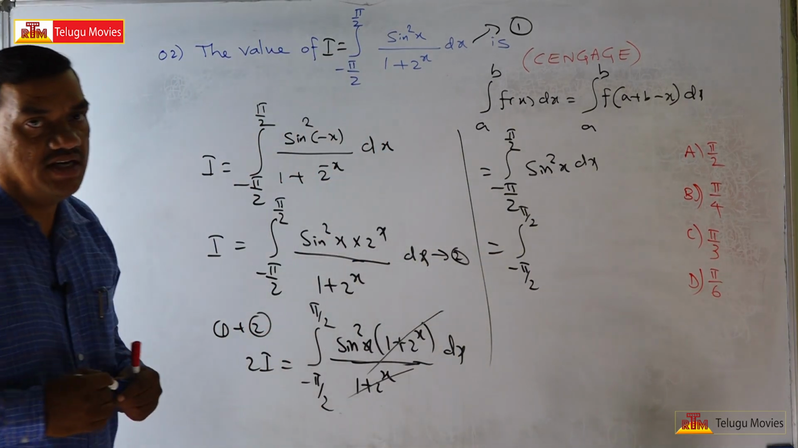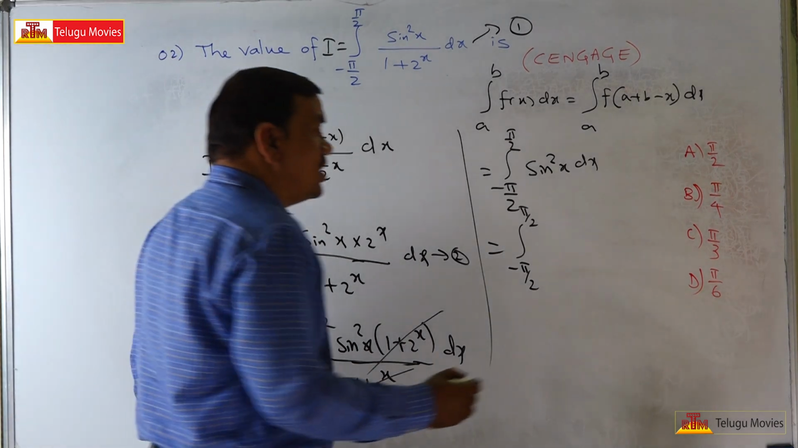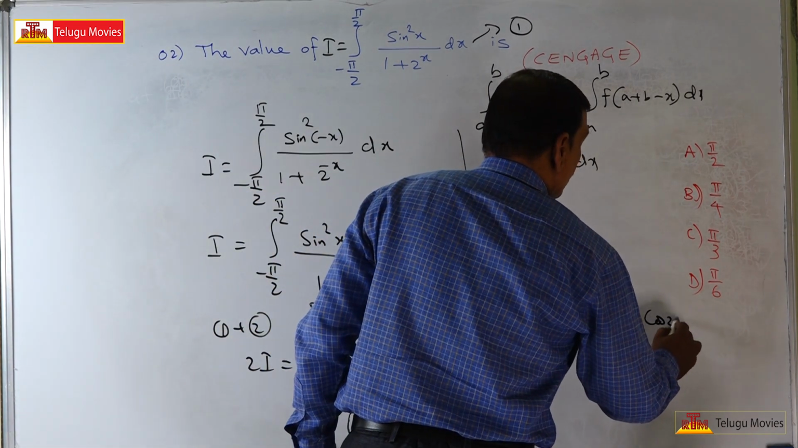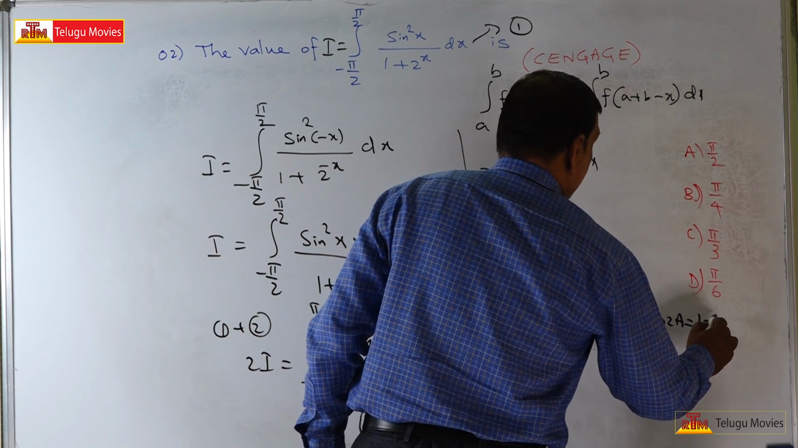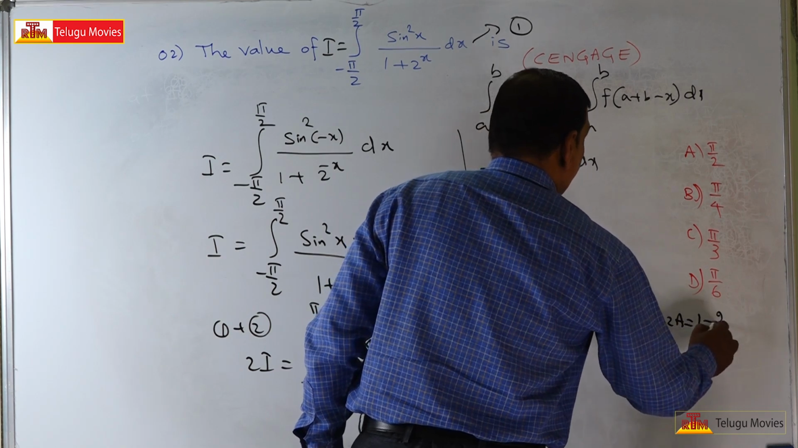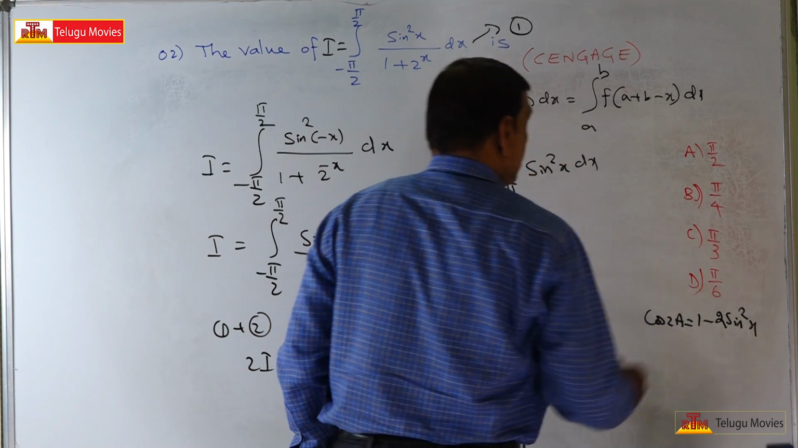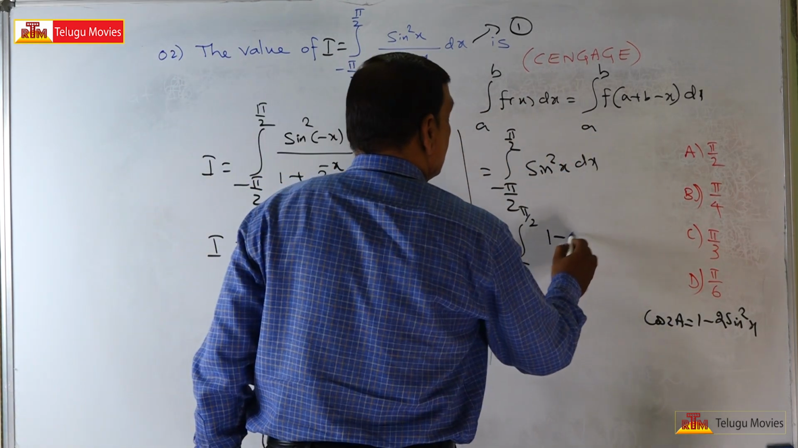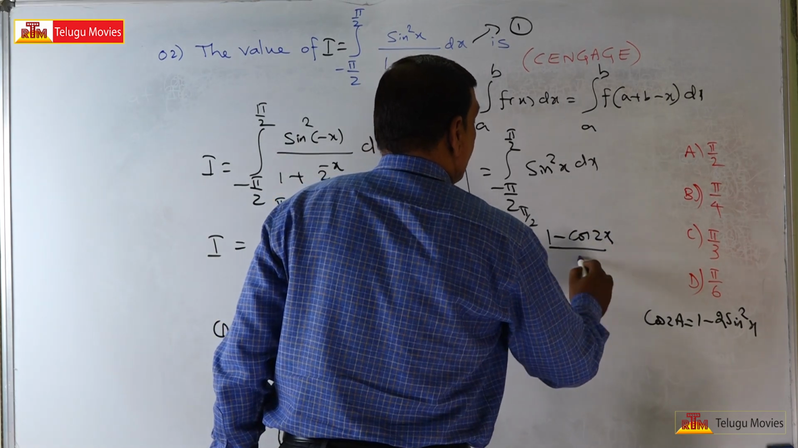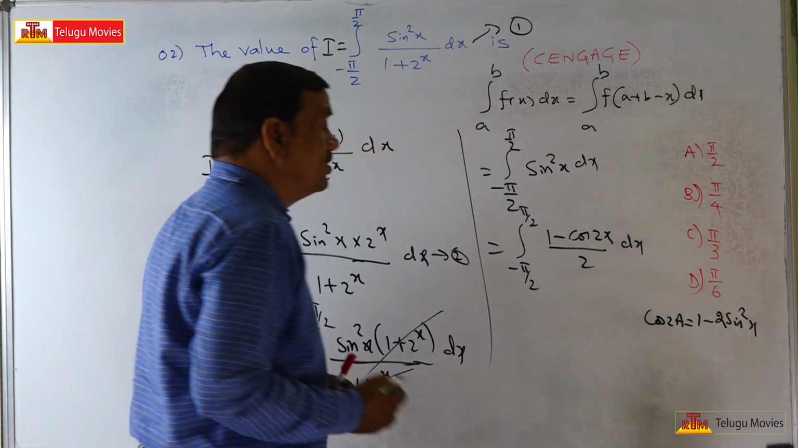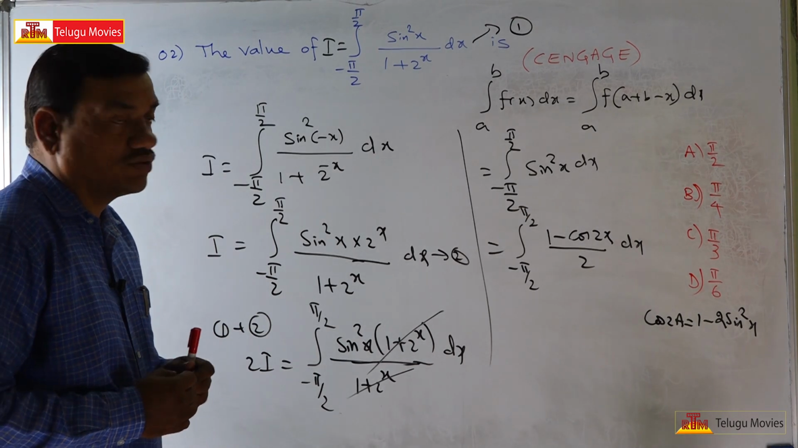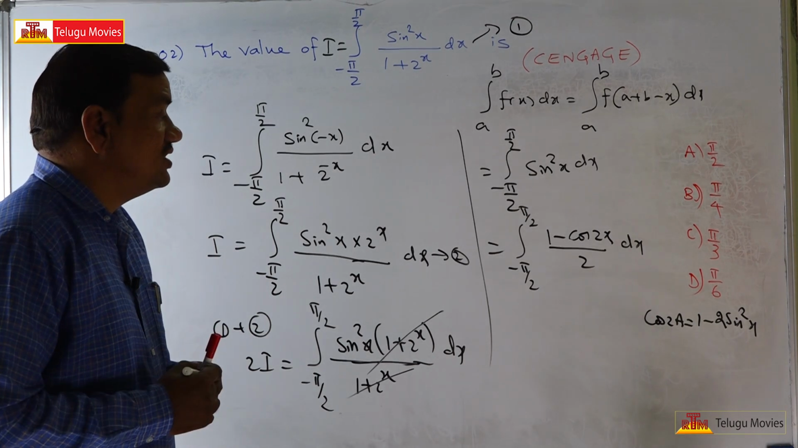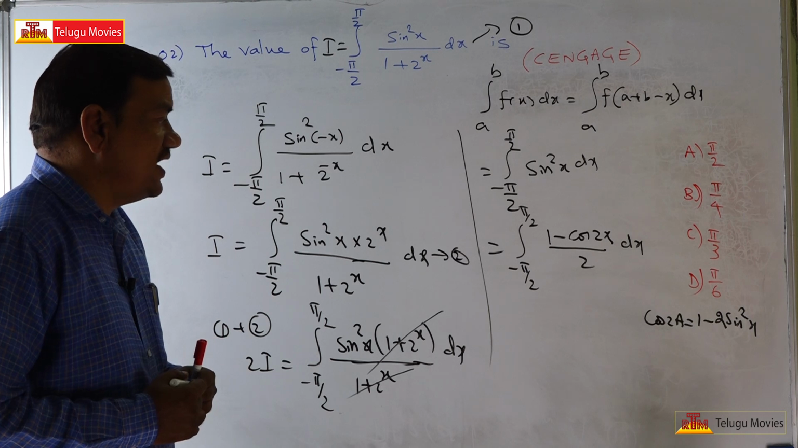Sin square x you can write in terms of cos. Cos 2x formula we know. Cos 2x is equal to 1 minus 2 sin square x, or 2 cos square x minus 1. So your sin square x is nothing but 1 minus cos 2x by 2 dx. Understand? So this is given by 1 minus cos 2x by 2.